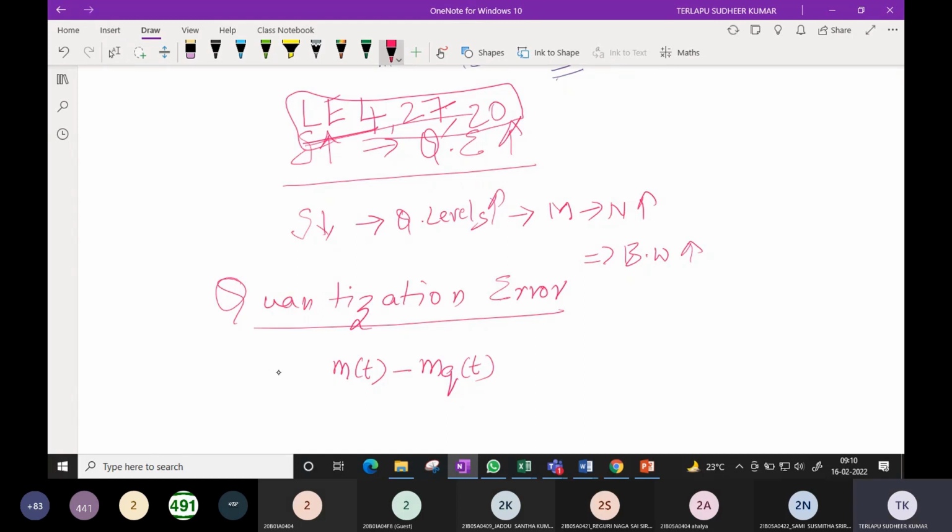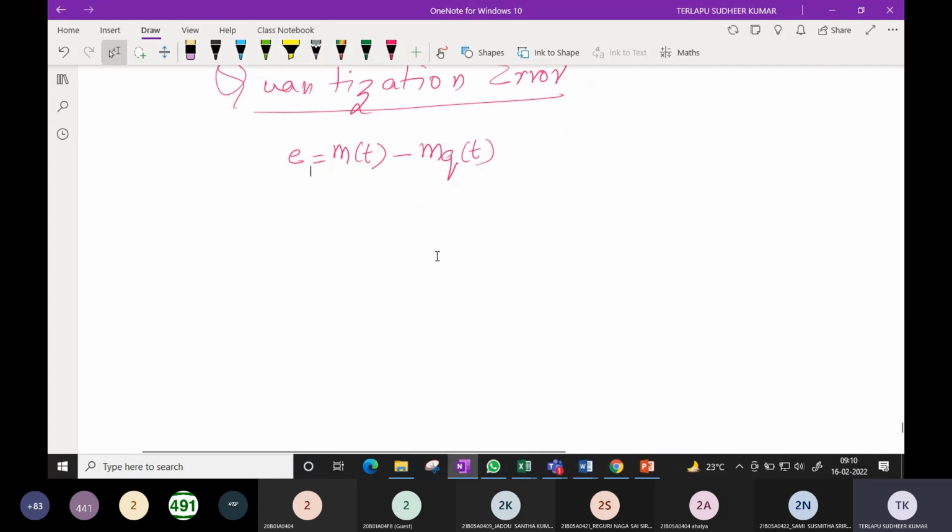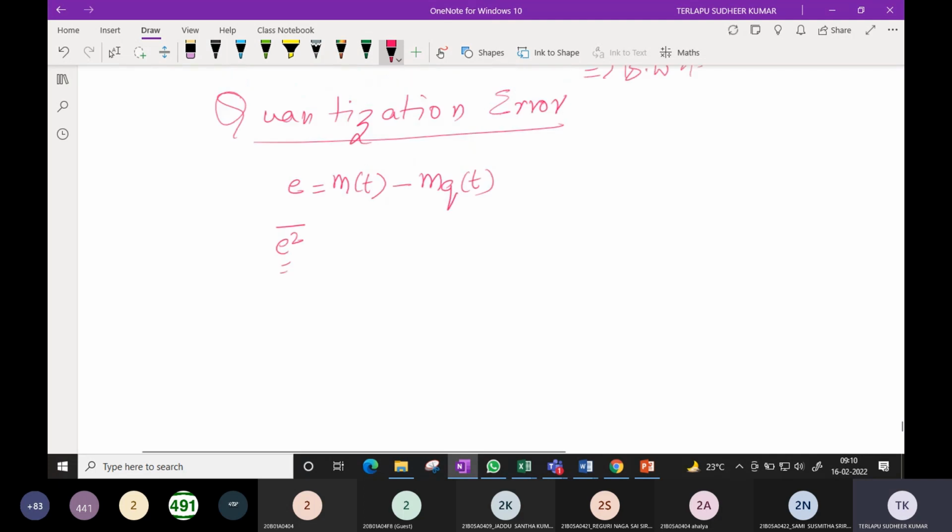So this is my error E. But we are very much interested, instead of calculating E, let us calculate the mean square value of the error. So to calculate the mean square value of the error, let us have a look at the previous diagram first.